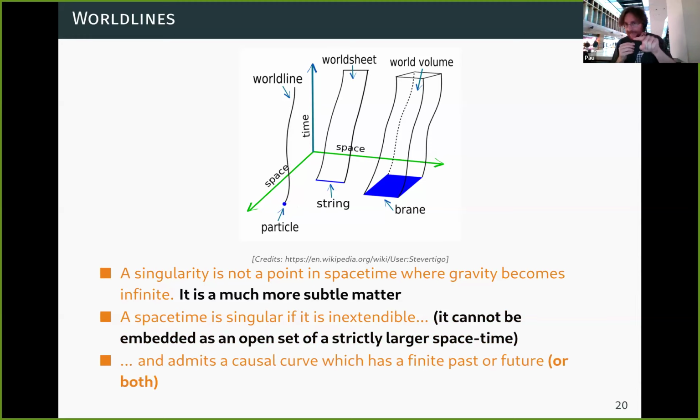And this is not the only condition, there is a second condition. It admits a causal curve which has either a finite past, you were born on the 28th of March 1983, I don't know, or a finite future, you will die on the 21st of February, if you want, of 2082, or both things. Okay, so if your life is causal, you have a finite past and a finite future, then your space-time is going to have a singularity.